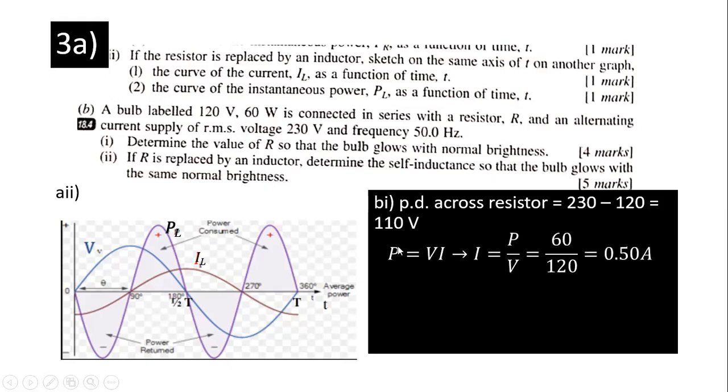Power is just your current from this equation divided by V. P is 60, voltage 120, so 0.5 ampere. So R is V over I. Mind, this is a series circuit, so it's 110 divided by our current. You get 220 ohm.